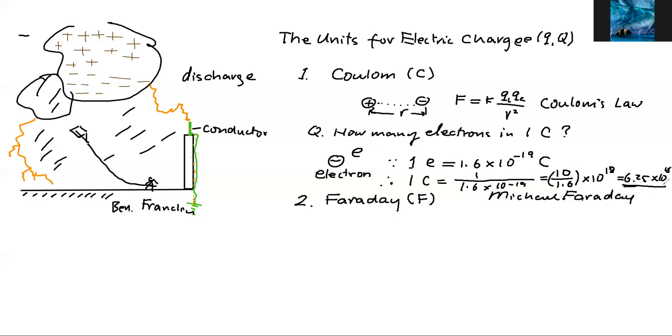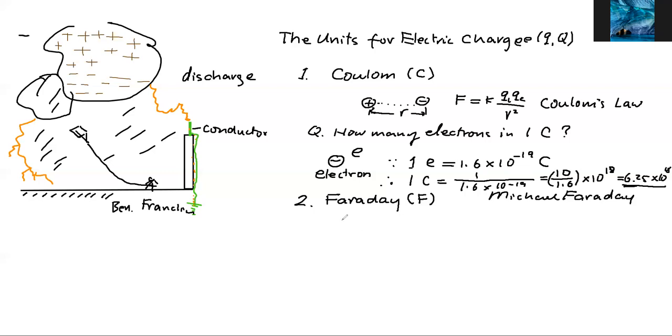Work out this number by using this basic constant. In any physics textbook, you can find this number. But not this number. So this number is just a different way to describe the charge of the electron.